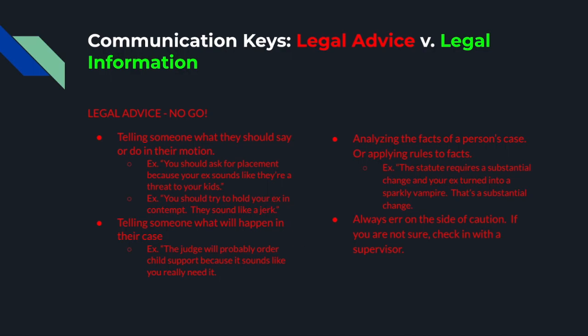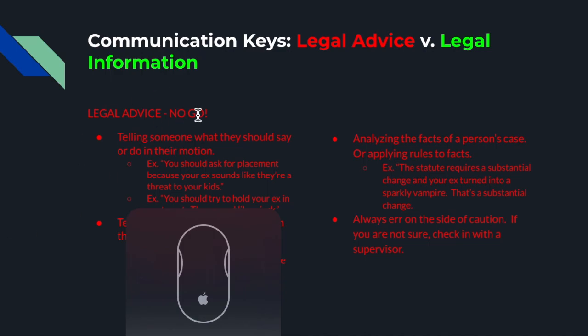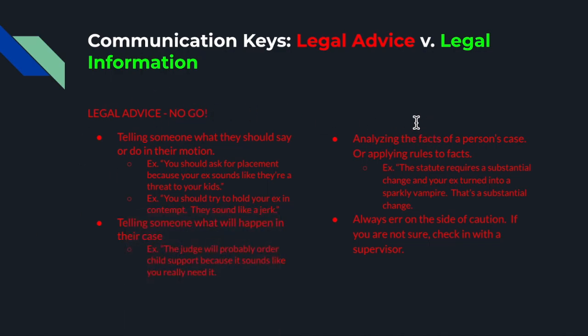So, legal advice, being the opposite of the legal information we just talked about, is where it is not true for every single person you talk to. In fact, it would only be true for the individual that you are speaking to, because you are analyzing the facts of their specific case and drawing conclusions or otherwise making assumptions. So, what are some examples of that legal advice?